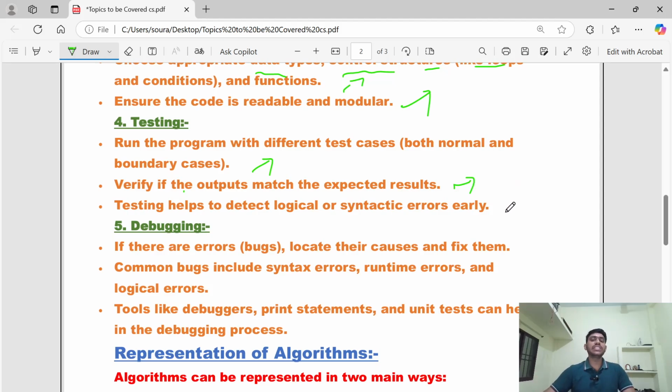Testing helps to detect logical or syntactical errors. It needs to detect the different logical or syntactical errors. What are the errors there?